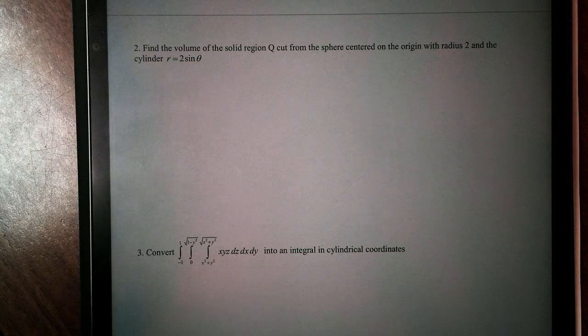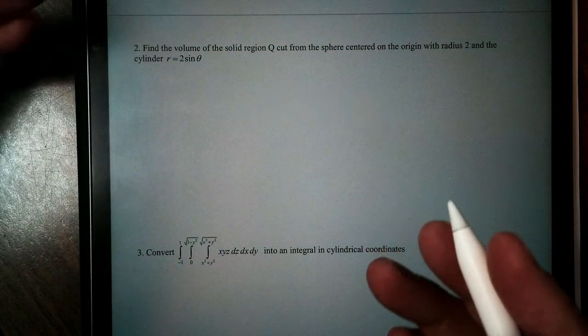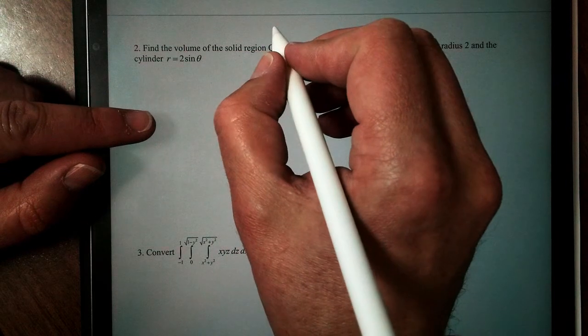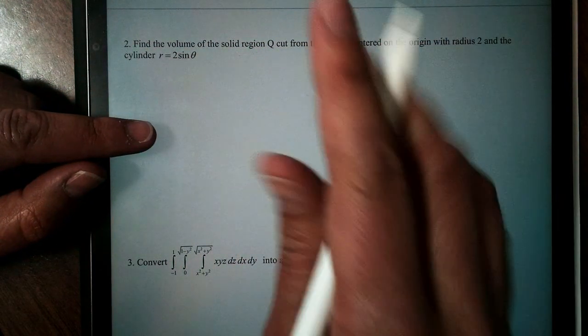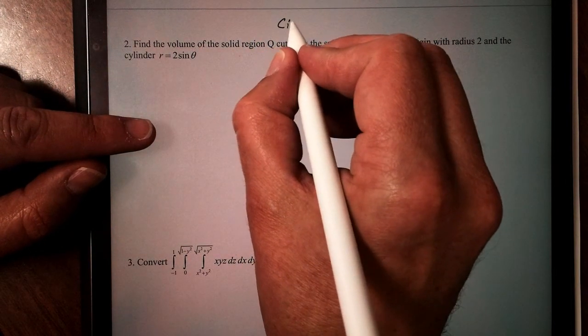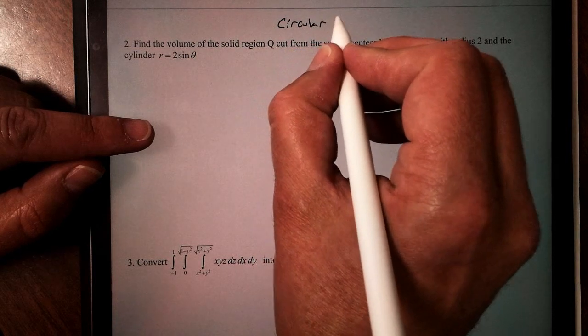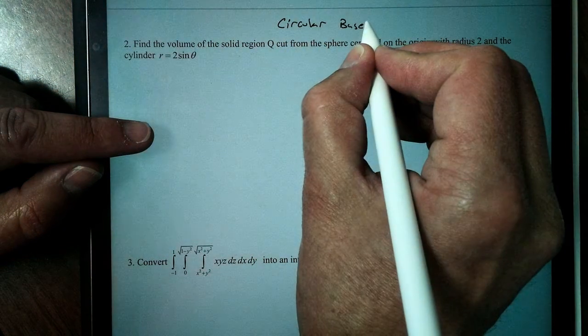Hello, welcome back to our continued discussion of using cylindrical coordinates to find volume. Remember, for cylindrical coordinates, we really like circular bases, and that's what we have for our next example.